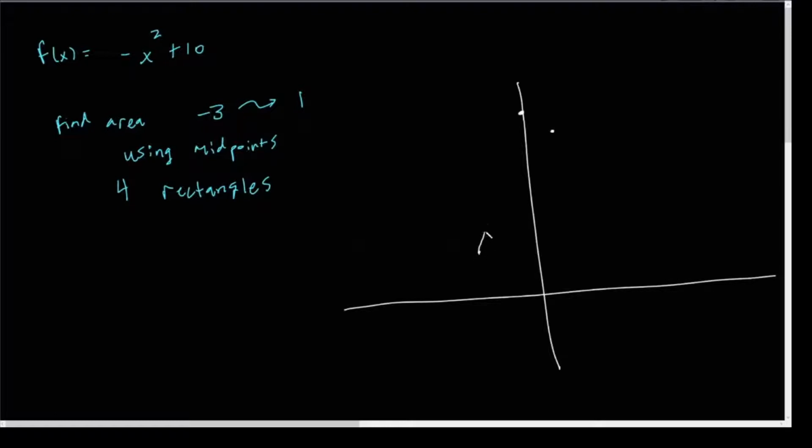It would look something like this. I'm not claiming this is a good parabola, but let's take a look. Maybe I should have done those dashes in a different color. It's not a big deal.